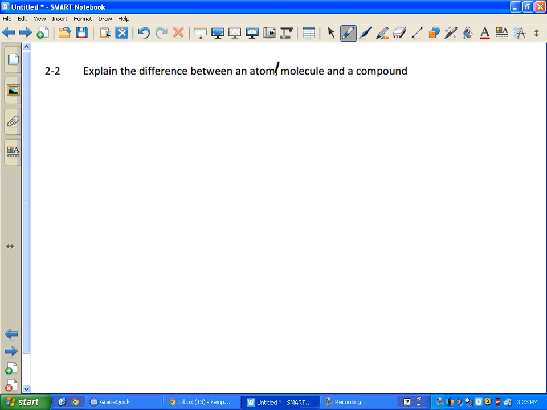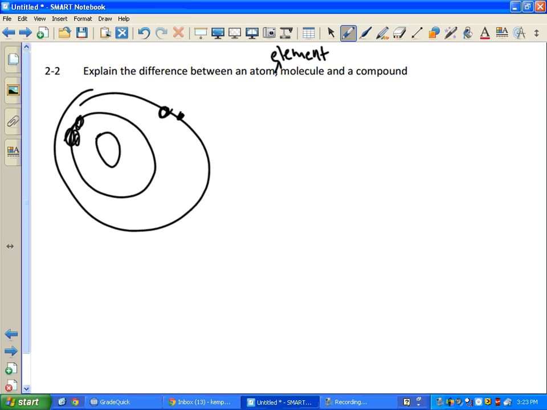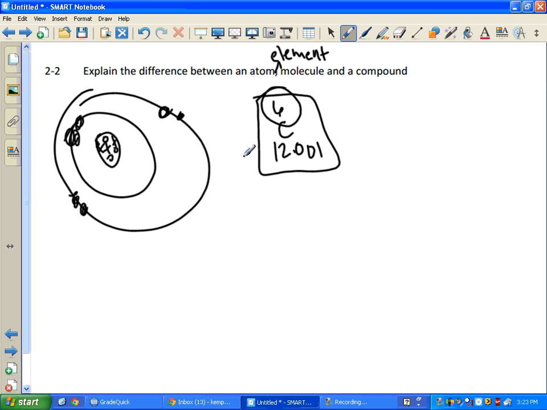Okay, so we need to do atom slash element, and we need to do molecule slash compound. So this, that's an atom. This is an element. So the atom is the actual thing made up of the protons and the neutrons and the electrons. It's an actual piece of matter. An element is the category of the atom, and again, remember that it's defined by the atomic number.